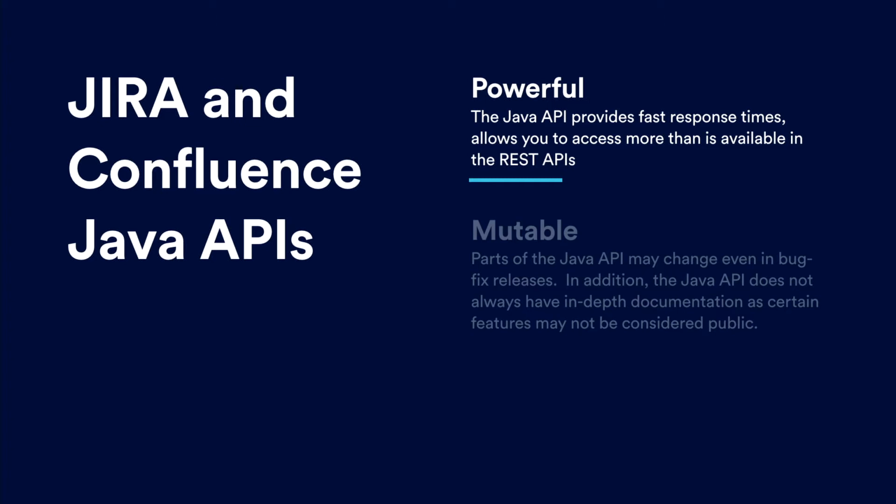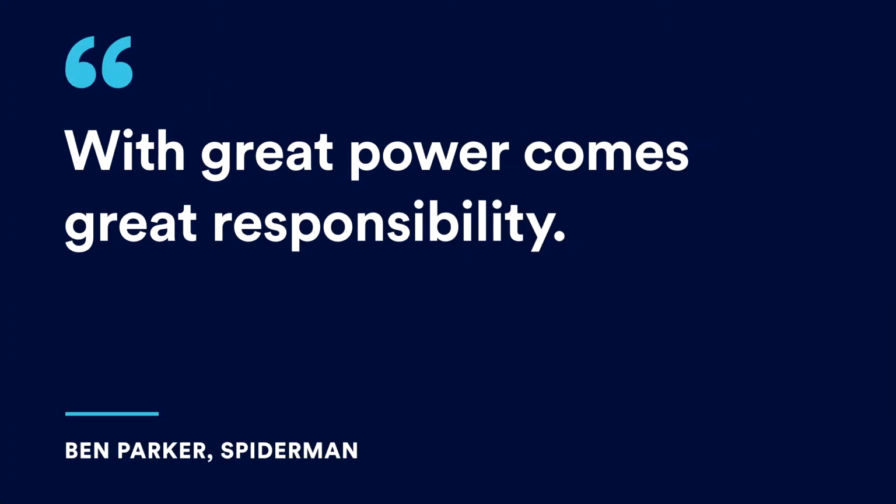So, now that you've been introduced to the REST APIs, let's move on to the Java APIs for JIRA and Confluence. These APIs are very powerful, and they'll allow you to do many things that you can't do within the REST APIs. However, with great power comes great responsibility. Allowing you the power to access so many more things sounds great, but use them without consideration, and you may make changes that result in the product being insecure or unstable.